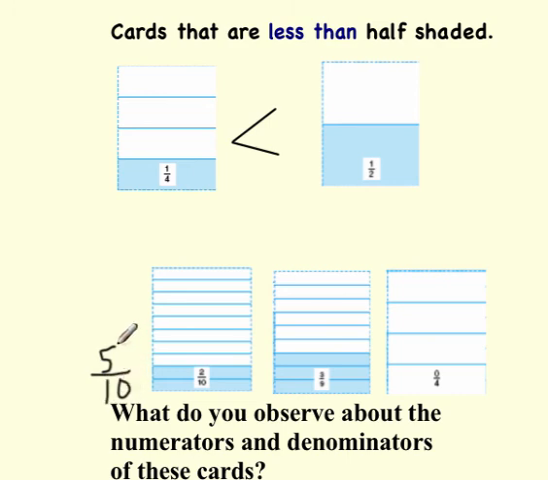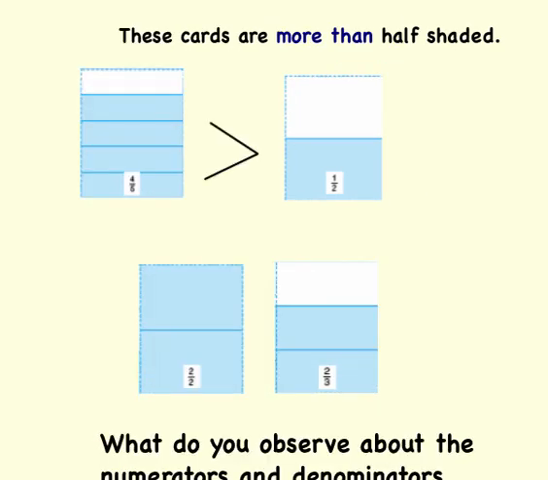I want you to notice that the number on top right here, this is a 2. And 2 is less than 5. It's smaller than 5. So that means this card is less than half. That's another trick you can use. We can do this with fractions that are more than half too. So here's an example. 4/5 is greater than, using our less than, greater than symbols, greater than 1/2.